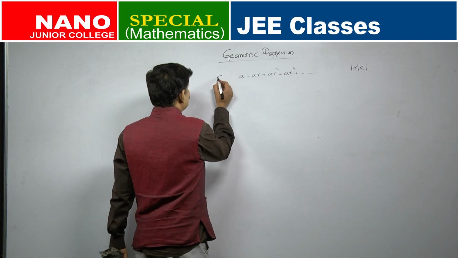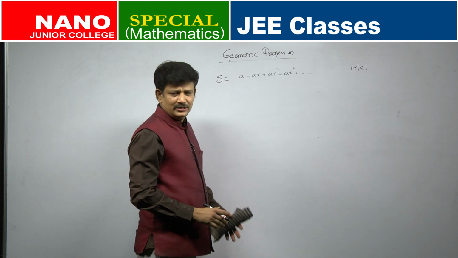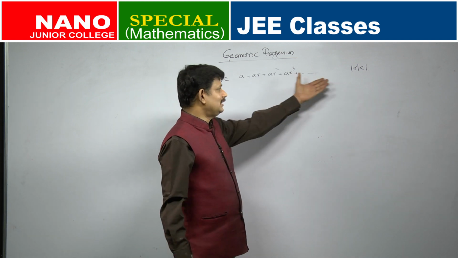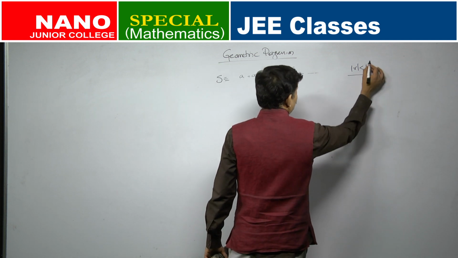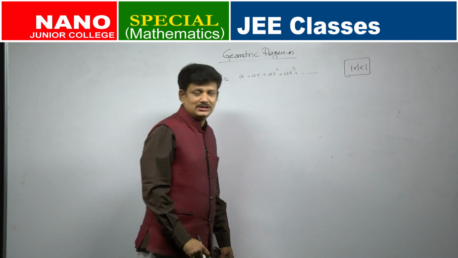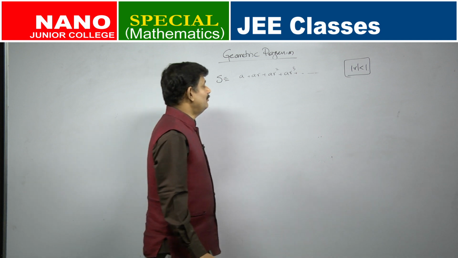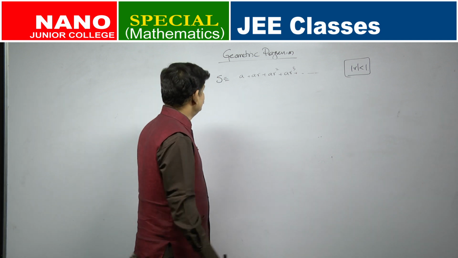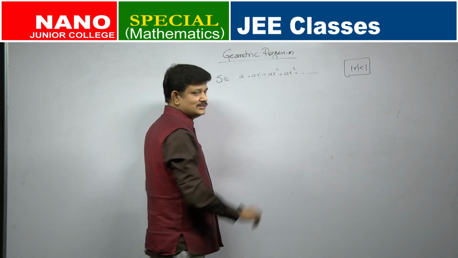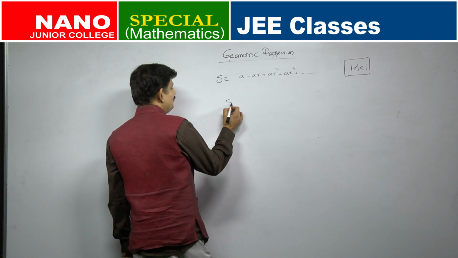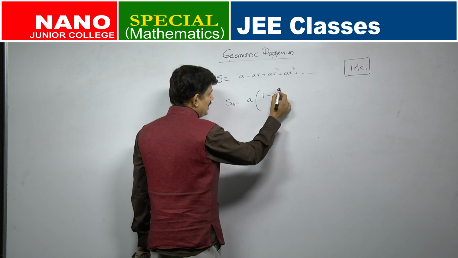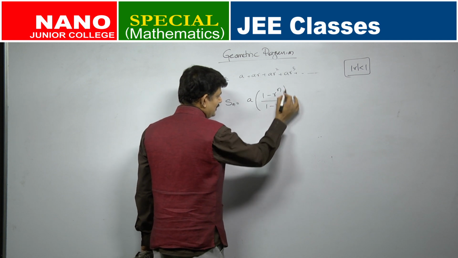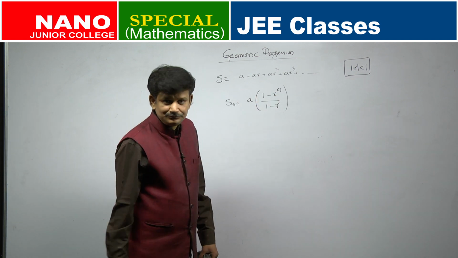So, what is an infinite geometric progression? Where the number of terms are infinitely many, and when will this make sense to us? Only when your common ratio is between minus 1 and 1, mod r less than 1. So, let us see how to find this sum. S n, what is it? Sum to n terms, A into 1 minus r power n divided by 1 minus r, right.